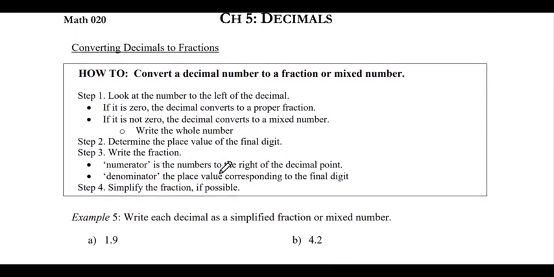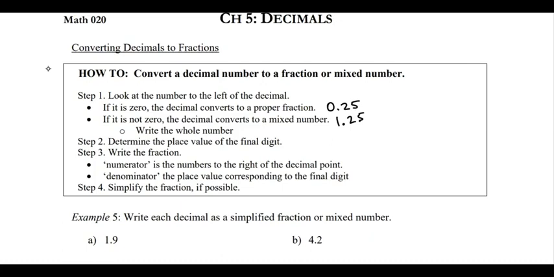In step 1, we're going to look at the number to the left of the decimal point. Okay, if it's a 0, the decimal converts to a proper fraction. If it's not a 0, the decimal converts to a mixed number. So if it's a 0, it would look like this, 0.25. And if it's not a 0, that would be 1.25. So those are your examples of what you could have. You can have a 0 for the whole part, or you can have a number for the whole part.